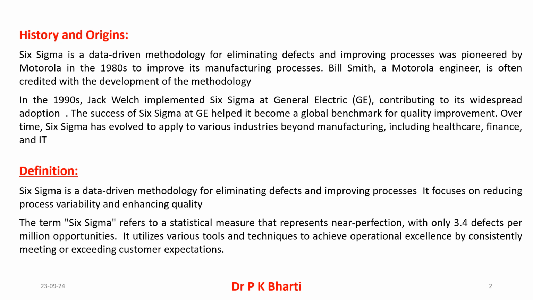Let us first see the definition of Six Sigma. Six Sigma is a data-driven methodology for eliminating defects and improving processes. It focuses on reducing process variability and enhancing quality. The term Six Sigma refers to a statistical measure that represents near perfection with only 3.4 defects per million opportunities. It utilizes various tools and techniques to achieve operational excellence by consistently meeting or exceeding customer expectations.